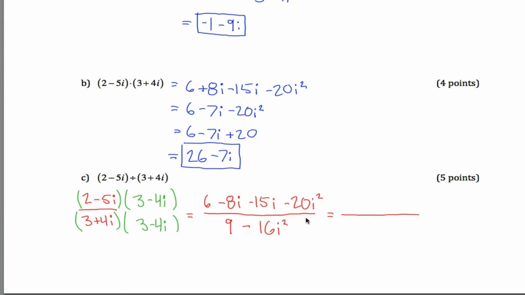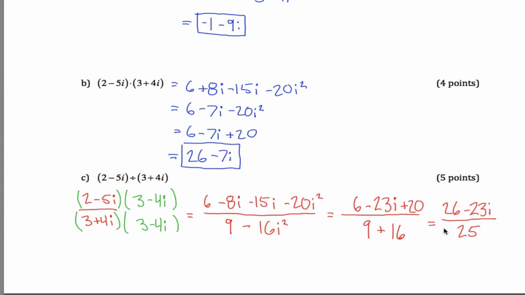So if we simplify this a little bit, again using the trick that i squared equals -1, we can say this is 6, -8i minus 15 more i gives me -23i. And then since i squared is -1, instead of minus 20i squared, I can write plus 20. Similarly on the bottom, instead of minus 16i squared, I can put plus 16. And so what I get is 26 minus 23i, 20 and the 6 giving me 26, divided by 25.